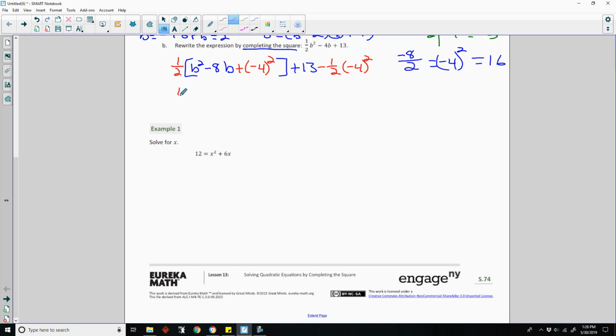Okay, so now I know that I have 1/2 parentheses b squared, and it's this term here that I didn't square. It's staring me right in the face if I leave it as something squared. And then we have plus 13 minus, and negative 4 squared is 16, times 1/2 is 8. And then finally, it's 1/2 b minus 4, quantity squared, and 13 minus 8 is 5. And we have rewritten the expression by completing the square.